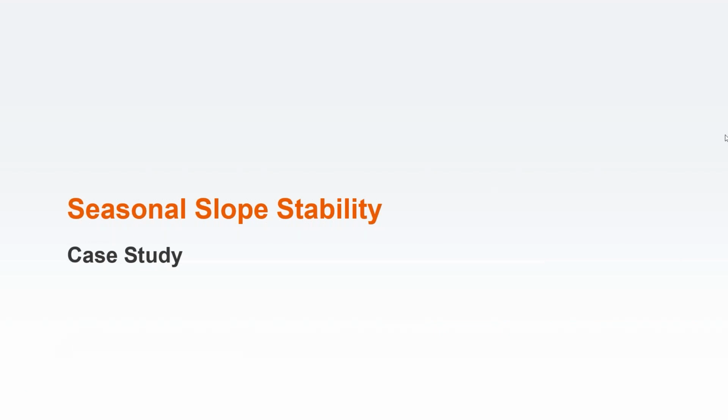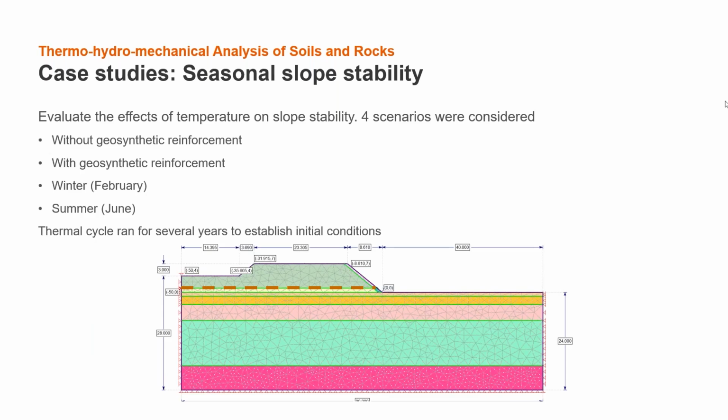The next application we discussed today is the effect of the seasonal temperature change on the slope stability. This is a very simple model, and it's basically a case study where we evaluate the effects of the temperatures on the slope stability. And we have 4 scenarios. The first one is without the geosynthetic reinforcements. The second one is with geosynthetic reinforcement here.